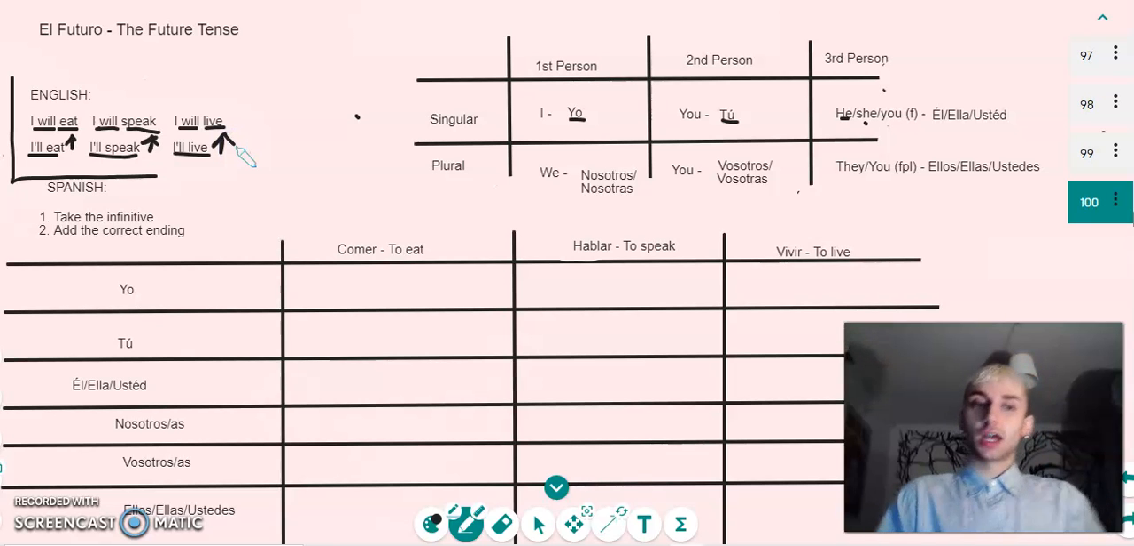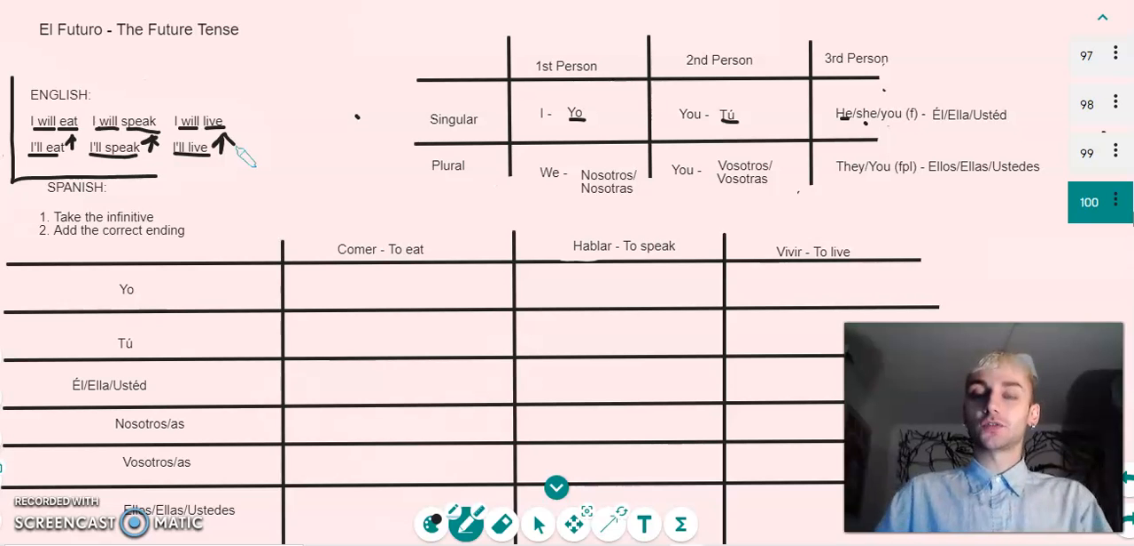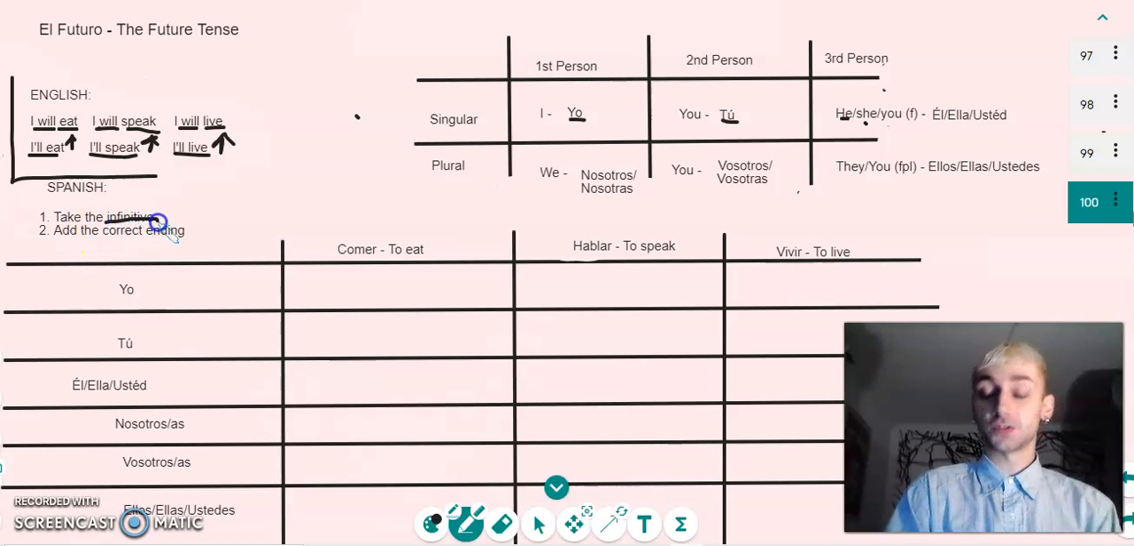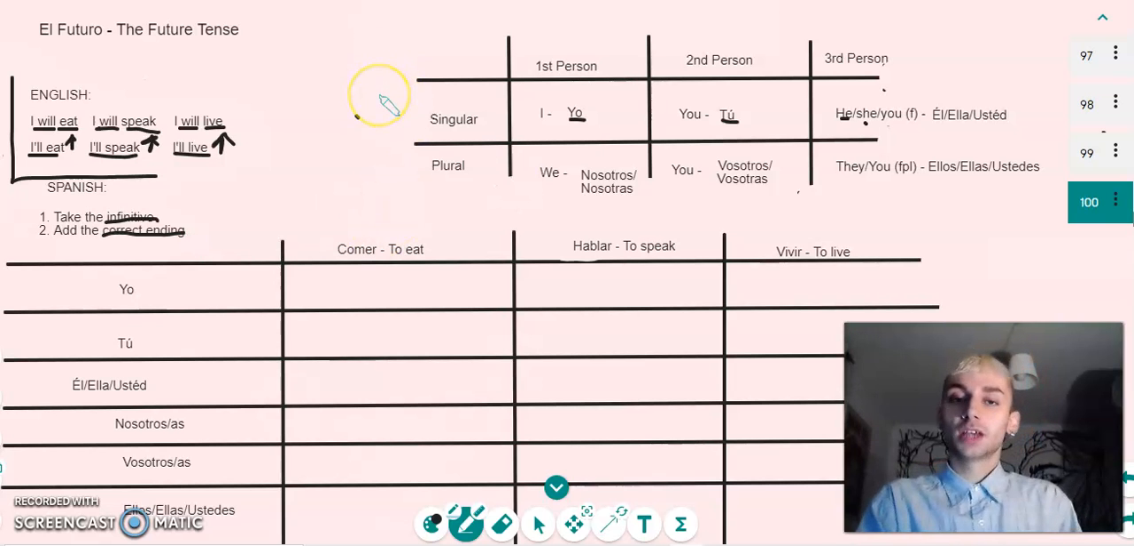In Spanish, there isn't really a direct translation for will. So what Spanish people tend to do is take the verb, or the infinitive, so that's the full verb form, and they simply add the correct ending, depending on who they are talking about or who is talking. This is where first person singular, second person singular and third person singular come into play, as we have at the top here. Just a slight little recap, in case you're wondering.